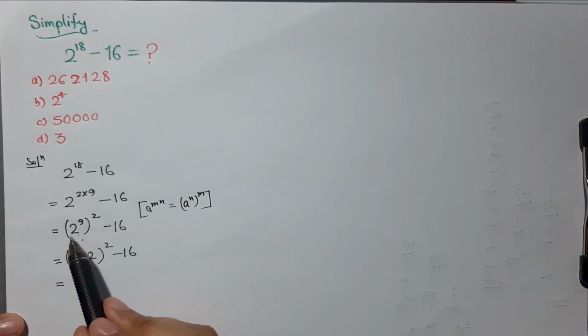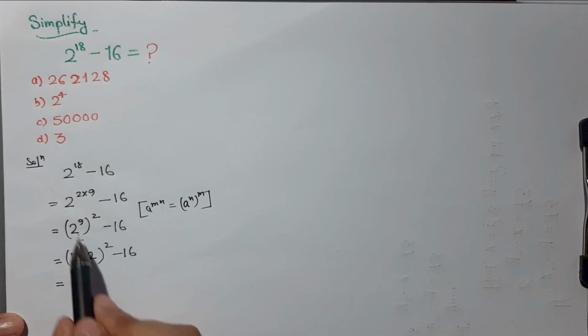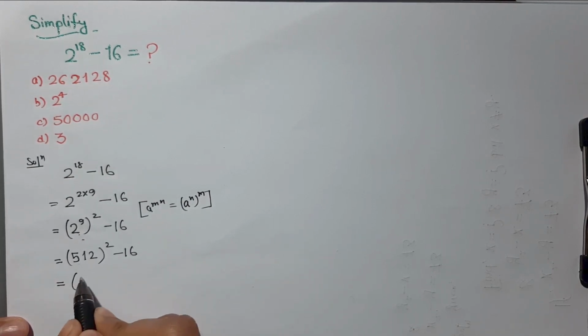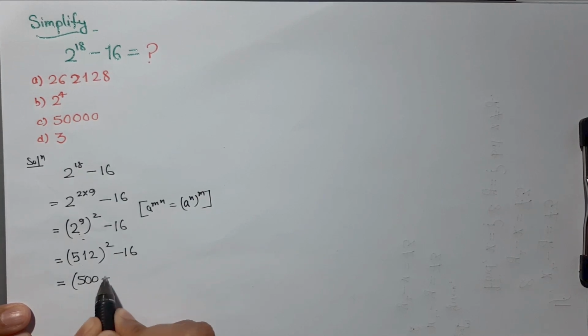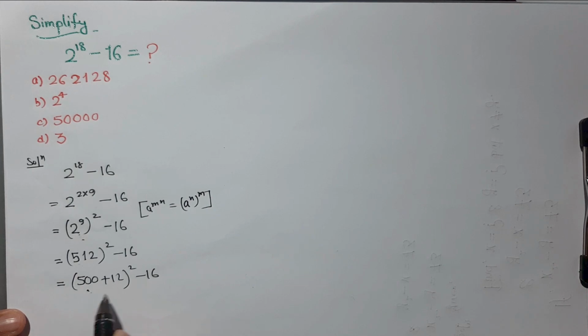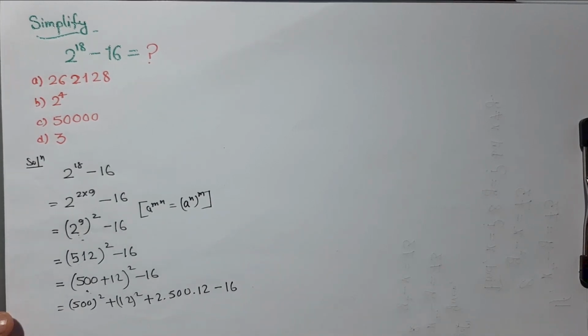This method will be easier if you know the powers of 2 up to 10. Then 2 power 9 you can directly know is 512. Then now write 512 as 500 plus 12 whole square minus 16. Now this is in the form of a plus b whole square. Let's do 500 whole square plus 12 whole square plus 2 into 500 into 12, minus 16.